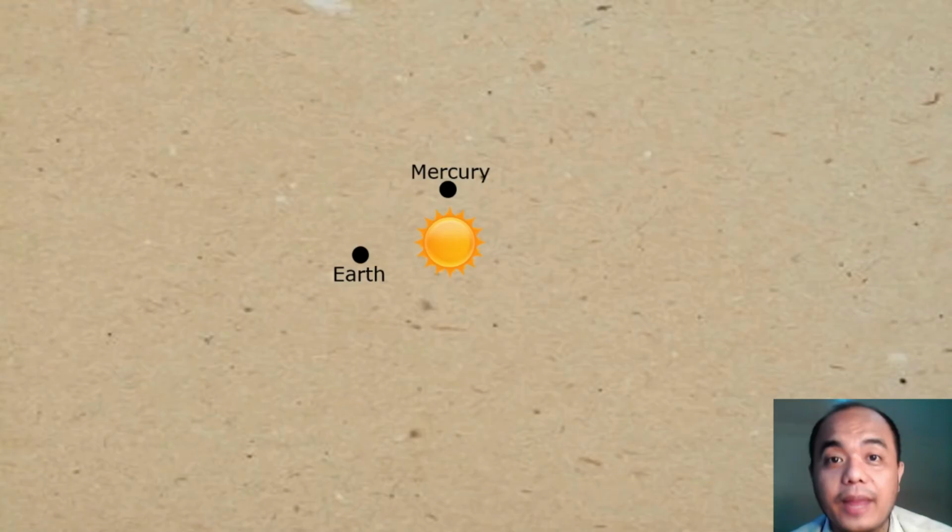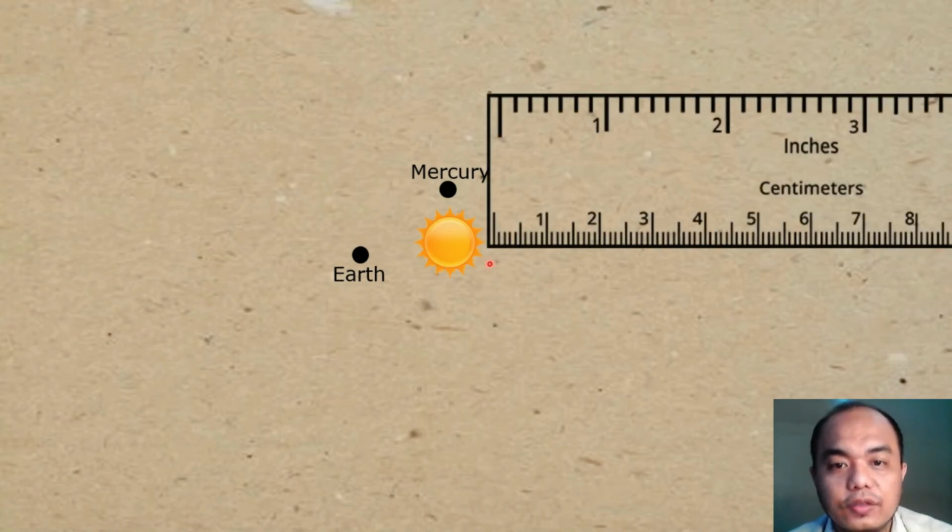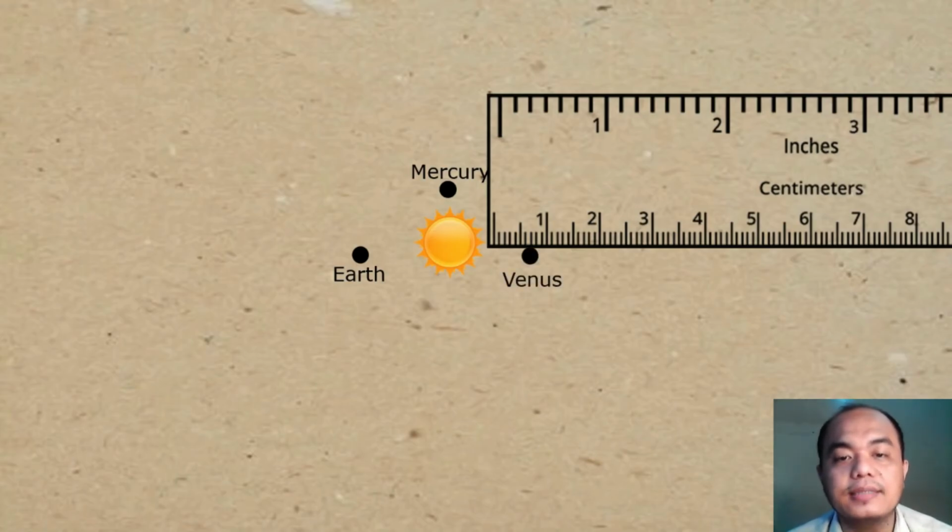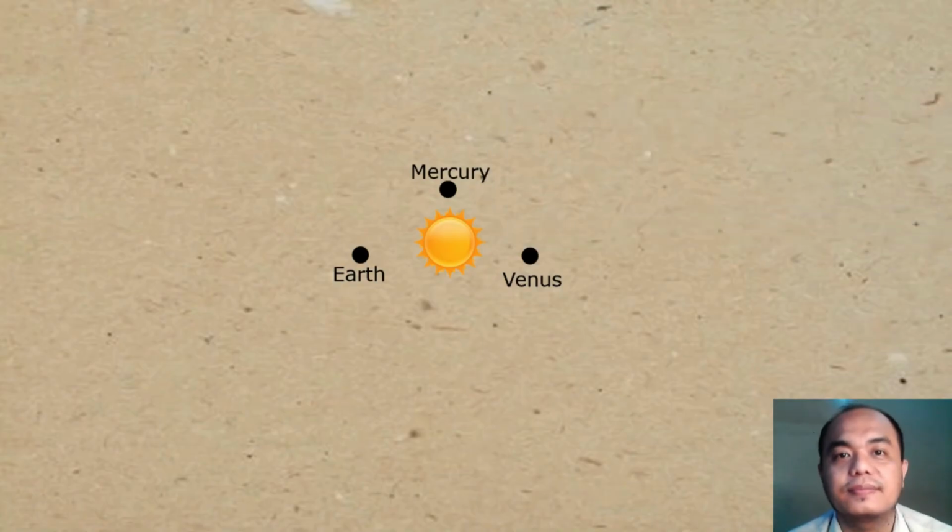Punta naman tayo sa planet Venus. Yung Venus naman, class, ay 0.72. So, ito siya, class. Yan. So, from here, going here, yung distance ng ating Venus sa Sun. So, we will put a mark dyan at we will label it as Venus. Okay? So, I hope you are following.